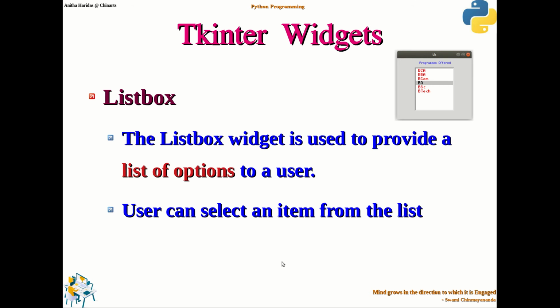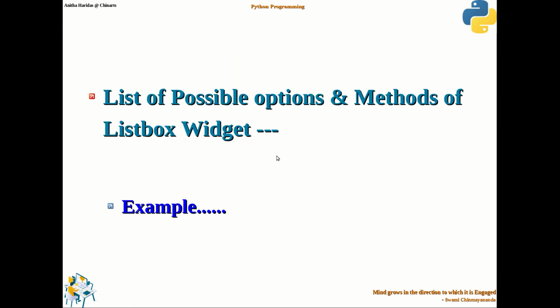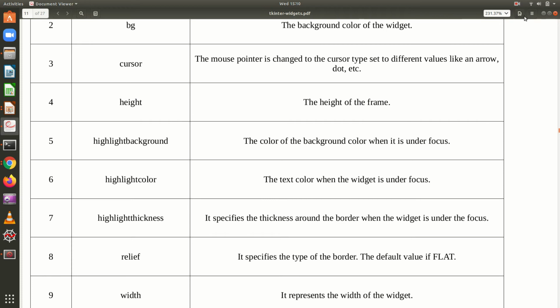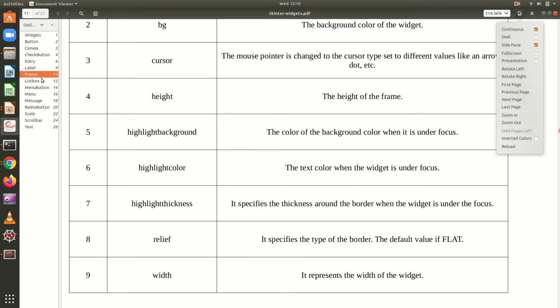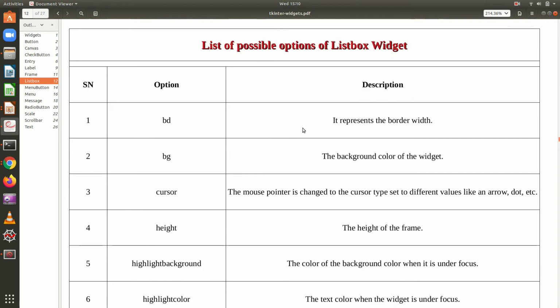Now the next widget is the list box widget. It is generally used to provide a list of options like this. If you want to give a list of options like this, you can use the list box, and the user can select any one of the items from the list. This is the syntax: parent window or widget, and the list of possible options. These are the list of possible options.